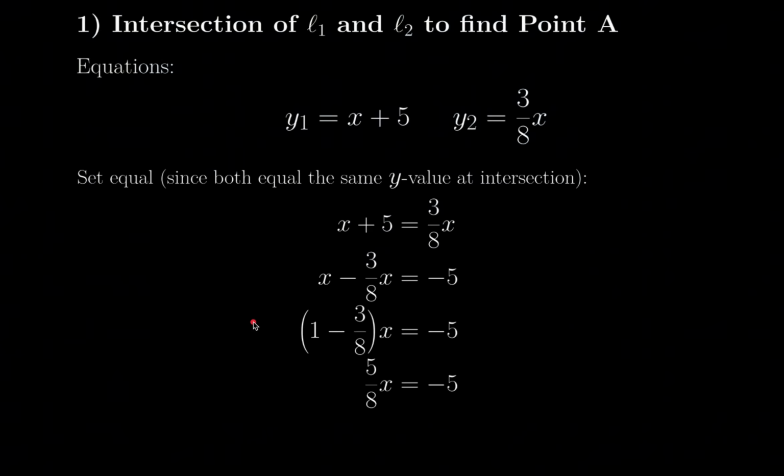So if we have two lines, one of them being y1 equals x plus 5 and y2 equals 3 over 8x, we can set x plus 5 equal to 3 over 8x and solve for x. Once we do the algebra, we can see that x is equal to -8 at this intersection point. Since the lines are equal to each other at point A, we can substitute x equals -8 into either line 1 or line 2 to determine their y value, since we know that both values will be the same.